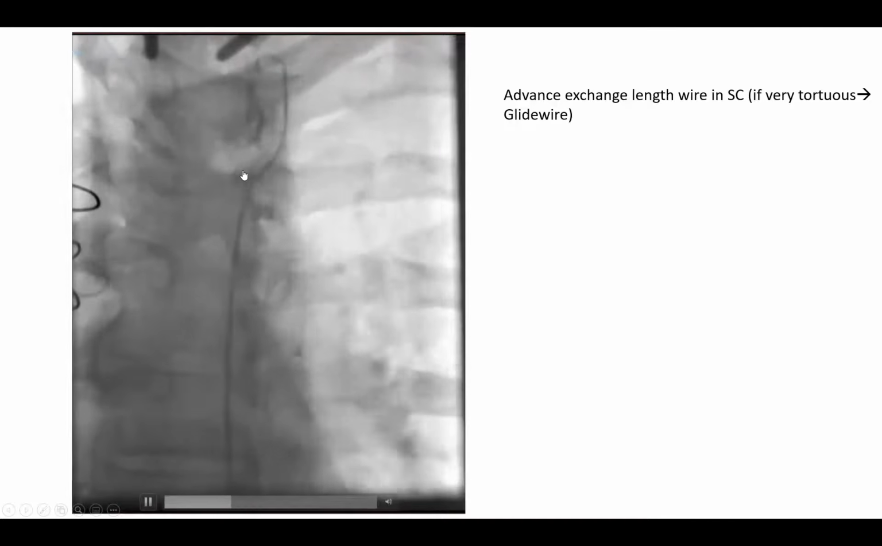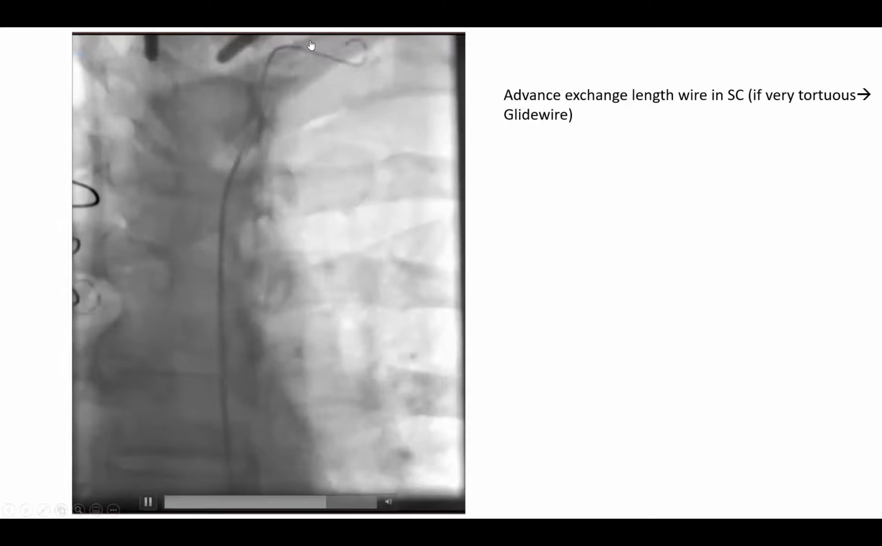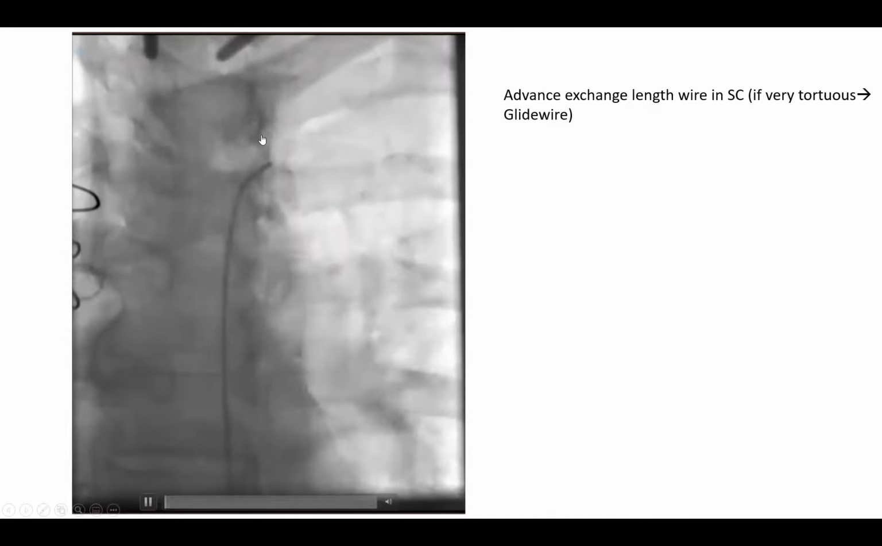So after we get to the left subclavian, we advance an exchange length wire, and we take that catheter out and advance over it an IM catheter and try to engage the LIMA. In this case, it was easy to advance a wire. There are a lot of cases in patients who have calcified and tortuous subclavian, where you're not going to be able to advance a wire that easily.